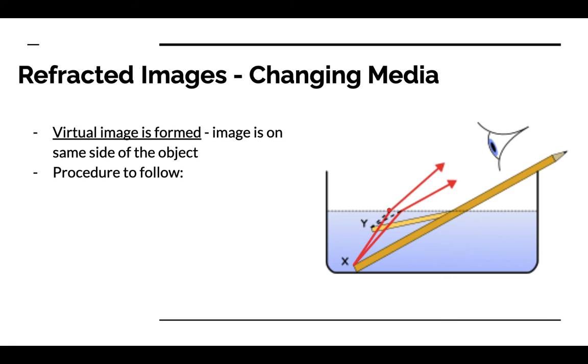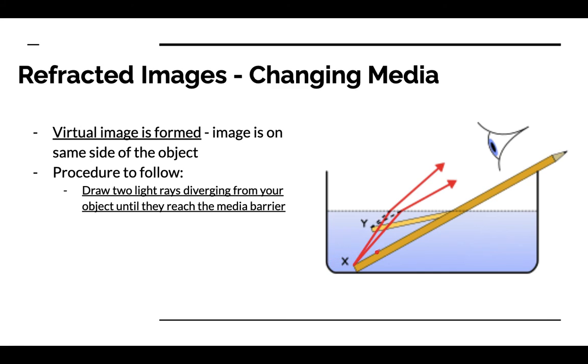So here's your procedure to follow. It's kind of similar to mirrors, except slightly different. You're going to draw two light rays diverging from your object, just as we did with a mirror, until they reach the medium barrier, the barrier of the two media. At the barrier, the light rays are going to bend and continue to diverge as they go towards the human eye. So we're going to connect the diverging light rays to the human eye. The light rays are going to get farther apart. Because our light rays diverge, that means they're not going to intersect on this side right here. So we're going to have to trace them backwards based on the paths that our eye would perceive in order to find the point of intersection and thus what our image will look like.